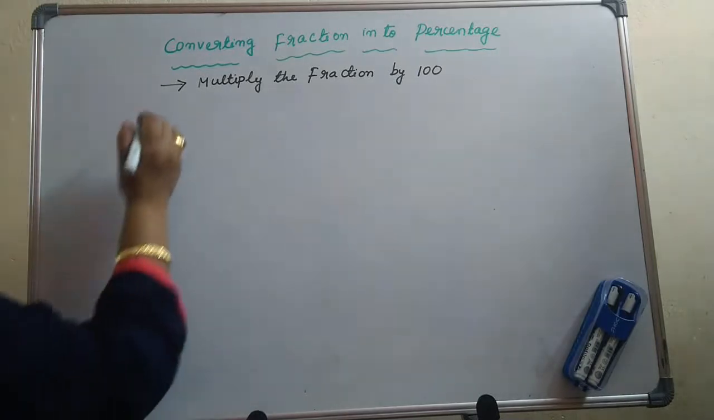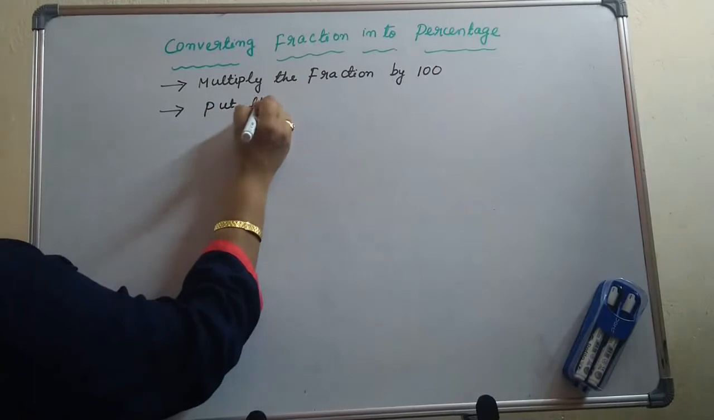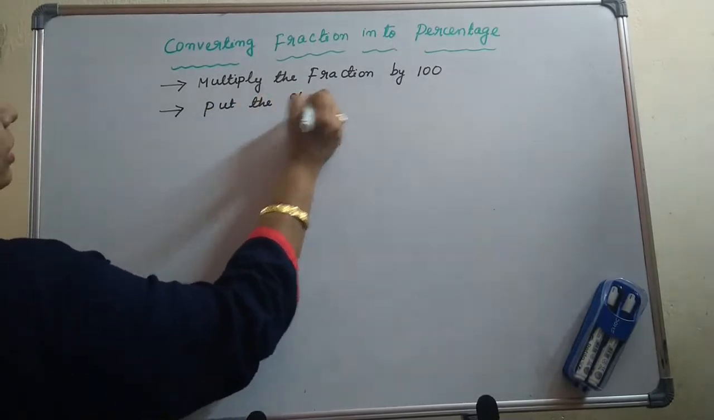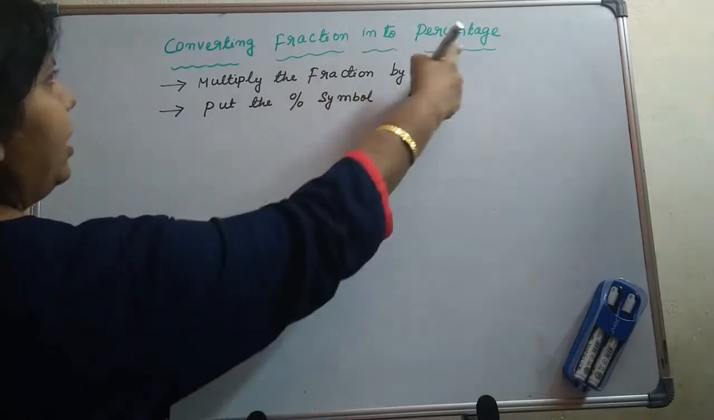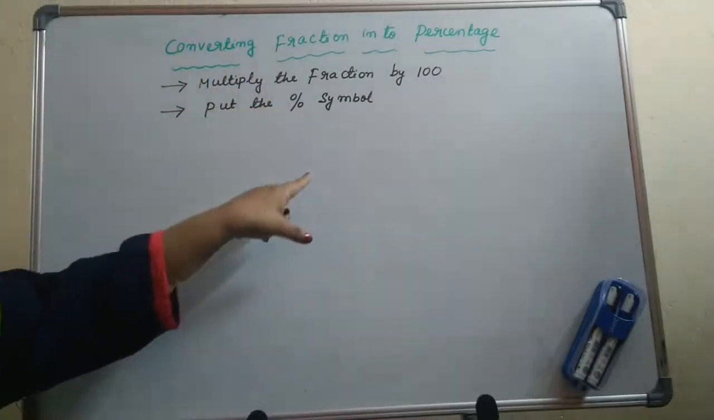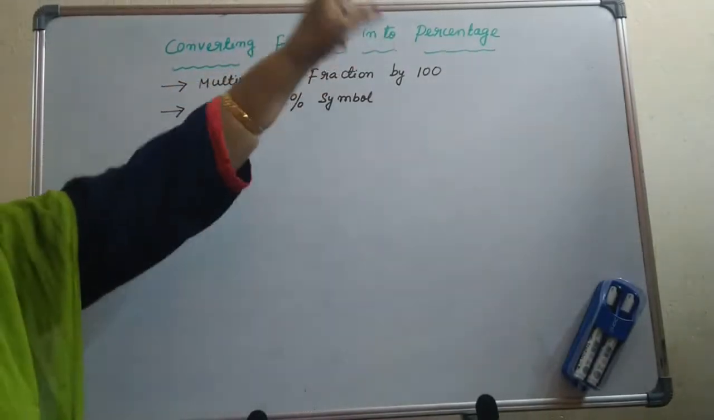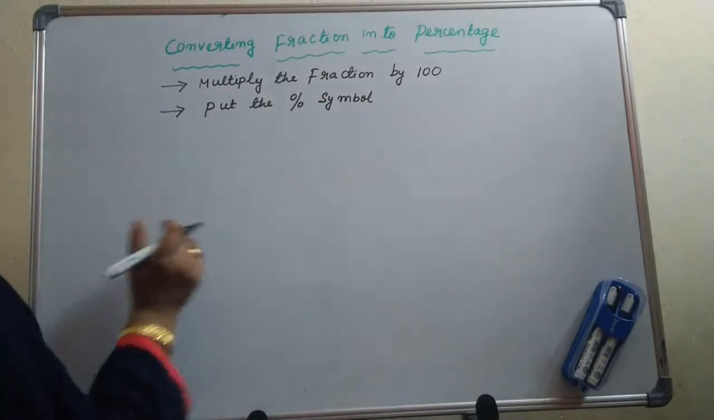And the second step is we have to put the percentage symbol. Why? Because you are converting into percentage. That means this symbol is a must. If you are not mentioning this, then your answer will be wrong, because you are converting fraction into percentage. Okay. So first example let me take.